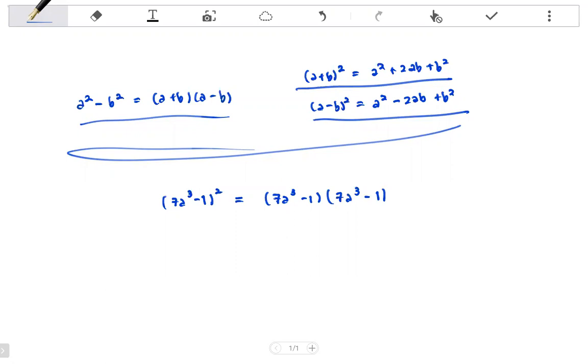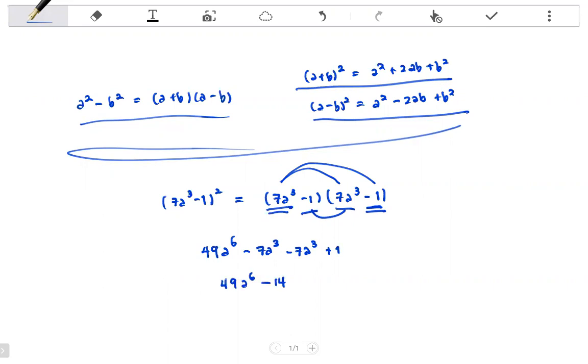Foiling is front. 7a cubed times 7a cubed is going to be 49a to the 6th. Front, outside, right here, these two, negative 1 times 7a cubed. It's negative 7a cubed. Inside, is going to be negative 1 times 7a cubed, which is negative 7a cubed once again. And last, which is negative 1 times negative 1, so positive 1. So if you simplify this, you get 49a to the 6th power minus 14a cubed plus 1, right? That's one way to solve this.